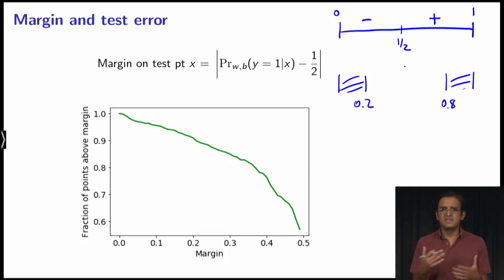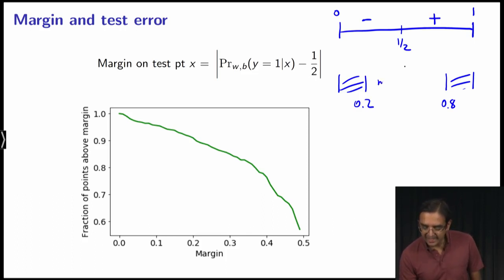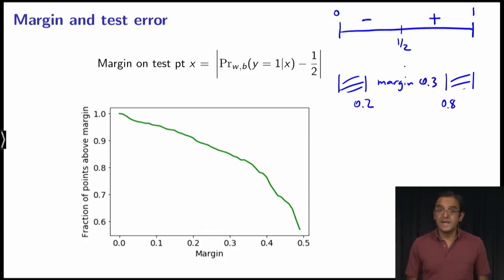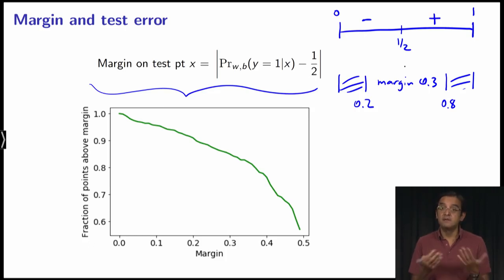You can think of this as a sort of 80% confidence. So we'll describe this as having a margin of 0.3. What that means is that it's at least 0.3 away from a half. And this is the formula for margin over here. It's how far the probability is from a half.